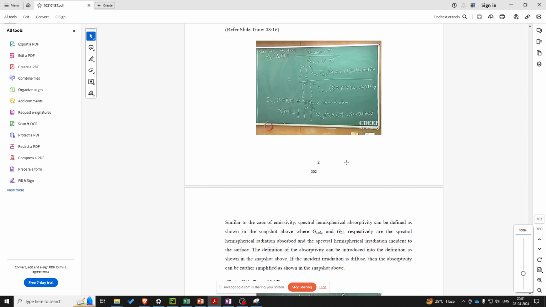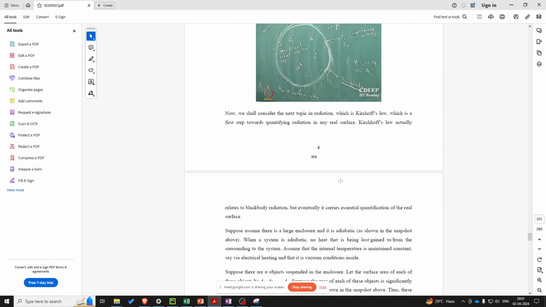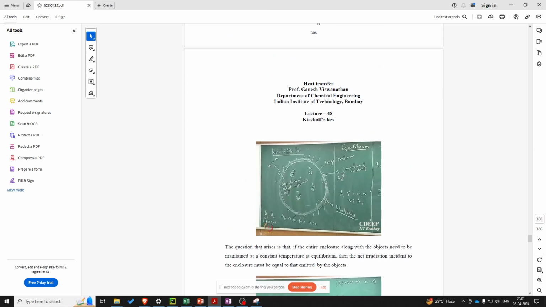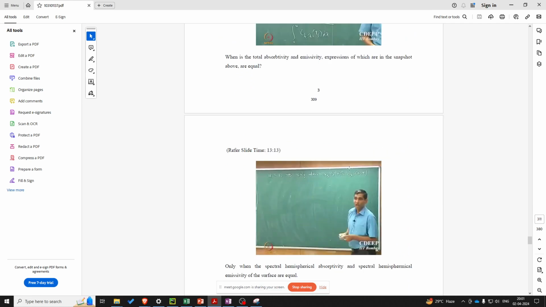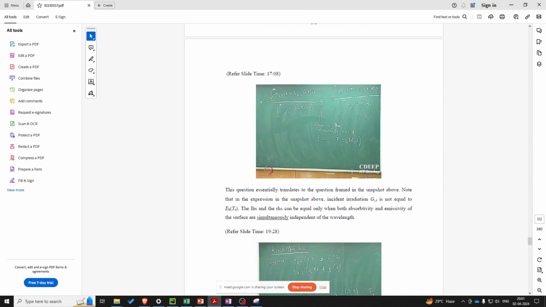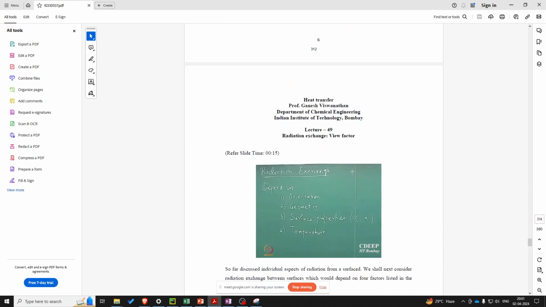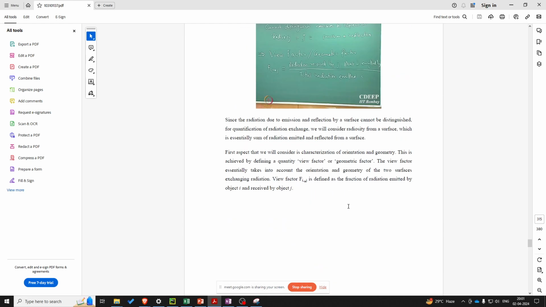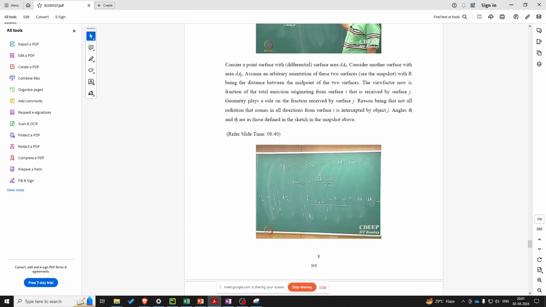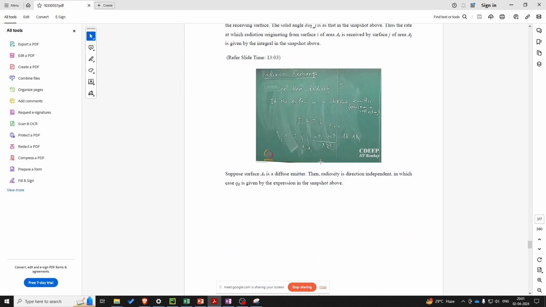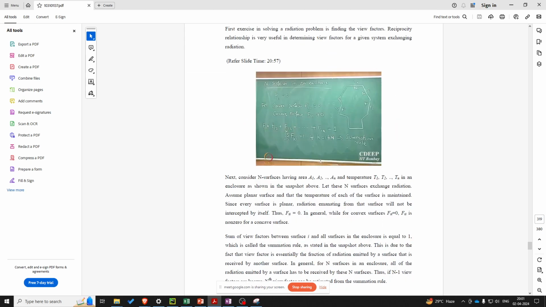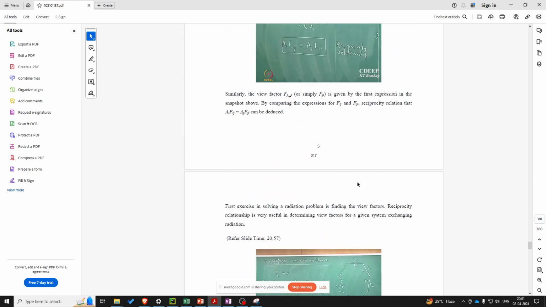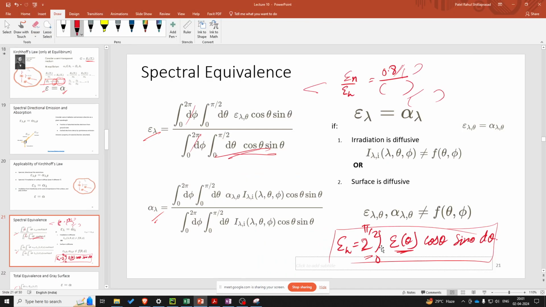In Sir's notes, I think he would have derived this formula. I don't think he has derived the formula, but you can get the solution by using this equation. Yes.